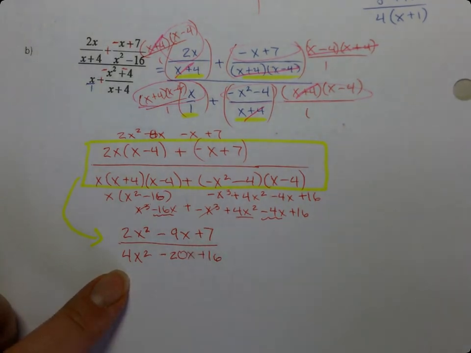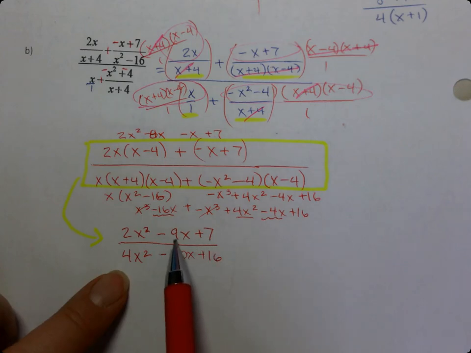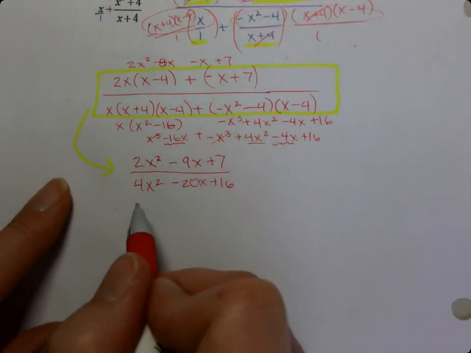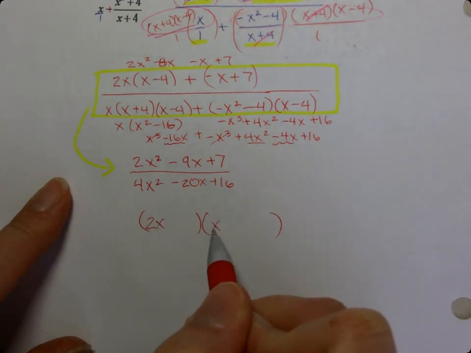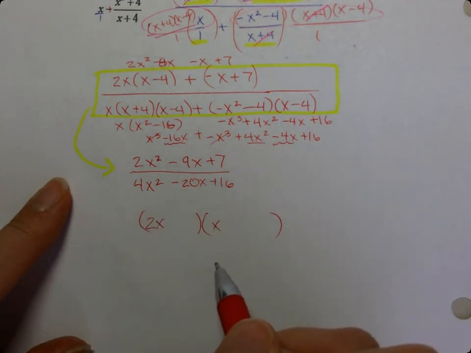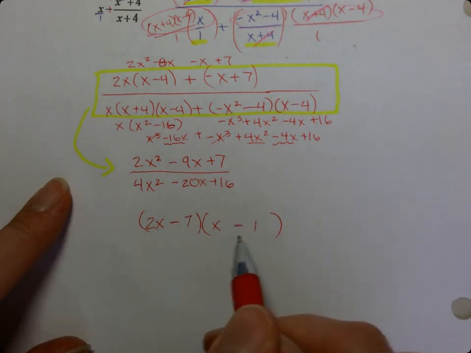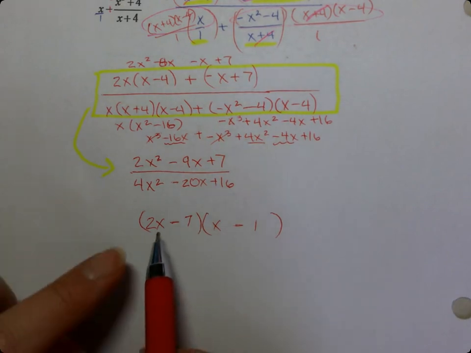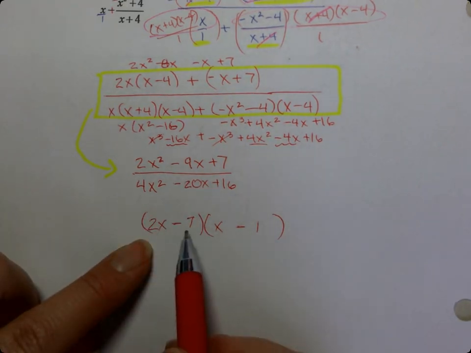Now I need to try to factor and cancel. This top does factor, but there's no factors of 7 that add to negative 9. You're going to have to use trial and error. So 2 sets of parentheses, 2x and x. What multiplies to 7? My options are 7 and 1. I'm going to put the 7 here and the 1 here. Negative times a negative. And guys, I picked that because 2 times 7 would have been 14. I wanted a negative 2 and a negative 7.